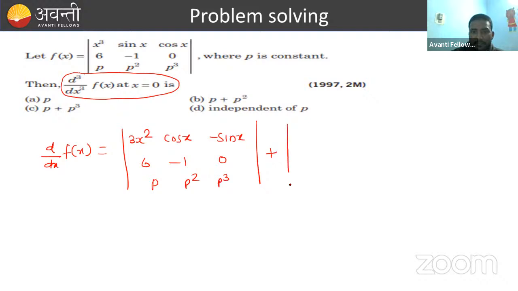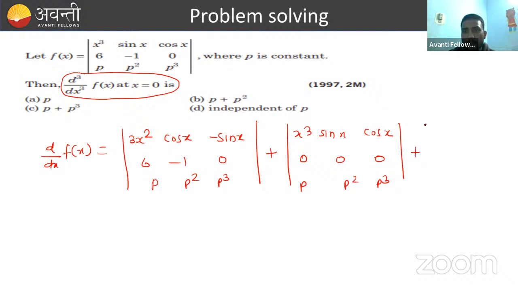And then again in the second one, what we will do, we will keep the first one as constant, right? And we will differentiate the second. So it will be 6, 0, minus 1, 0, 0, and so on. And this is like this.